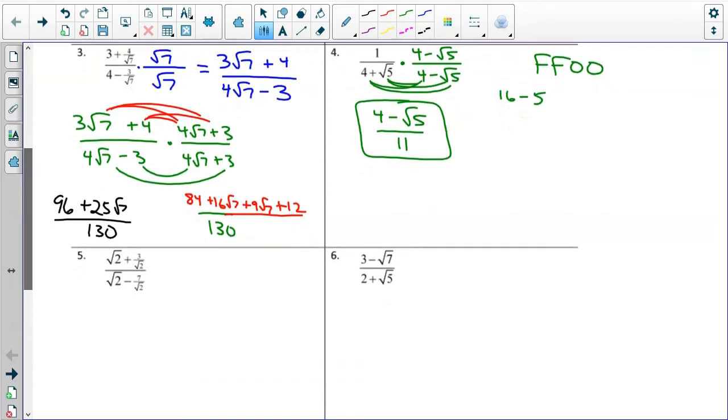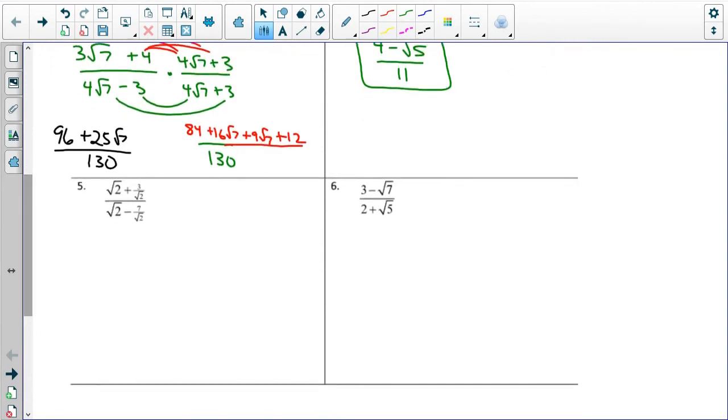And there's nothing that divides all of those numbers. Number 5, I'll multiply by root 2 over root 2. So I end up with 2, because root 2 times root 2 is 2, plus 3. Oh, this is going to work out real nice. Over 2 minus 7. That worked out great. So I have 5 over negative 5, which is negative 1. Bet you didn't think that was going to happen.